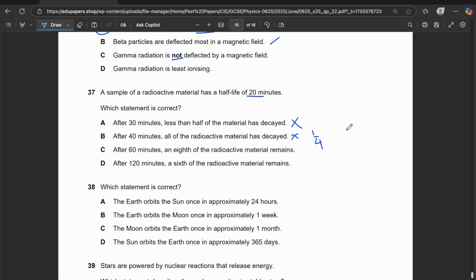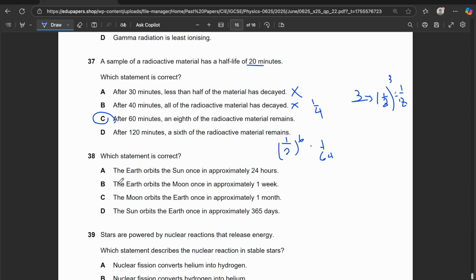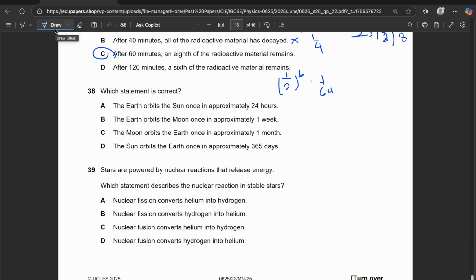C. After 60 minutes, 1/8 of the radioactive material remains. Yes. After 60 minutes, 3 half-lives will have passed. So 1/2 to the power 3 is 1/8, and this much will remain. D. After 120 minutes, 1/6 of the radioactive material remains. After 120 minutes is 6 half-lives, so 1/2 to the power 6 is 1/64, so that is not true. C.